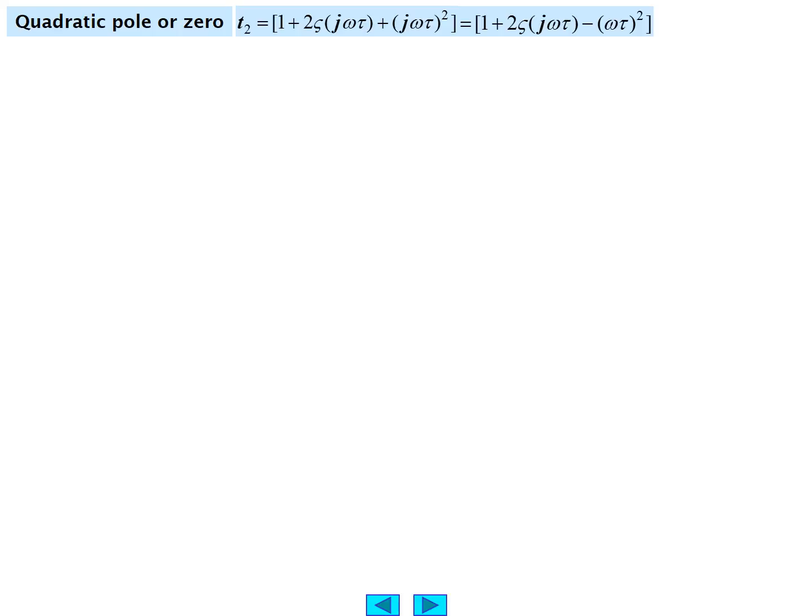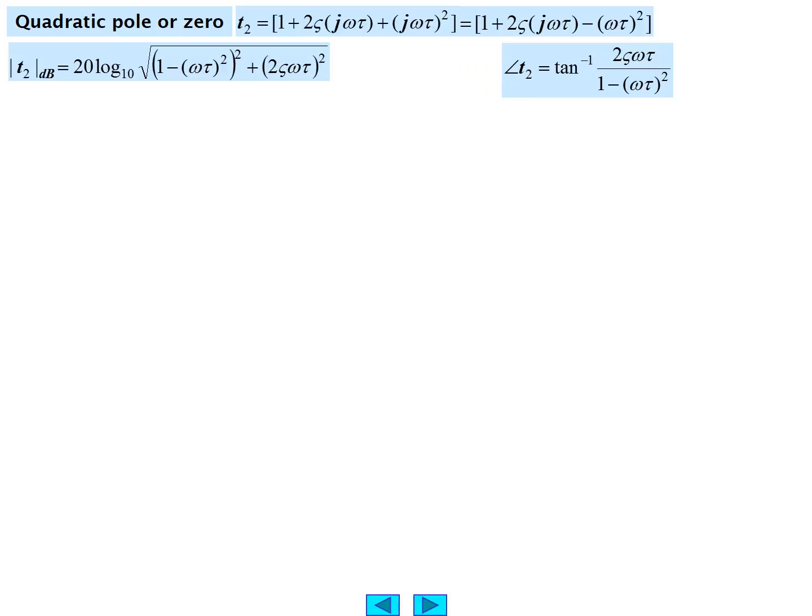Let's look at a quadratic pole or zero. That means a second order term. The second order term, T2 in dB, would be 20 log to the base 10 of the square root of (1 minus omega tau squared) squared plus (2 eta omega tau) squared. The angle of T2 would be the arctangent of 2 eta omega tau divided by 1 minus quantity omega tau squared.